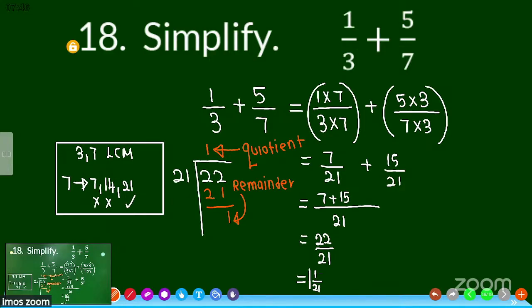Quotient is the whole number part. Remainder is the numerator of the fraction. 21 is the denominator. Okay. All right. We shall go to the next question.